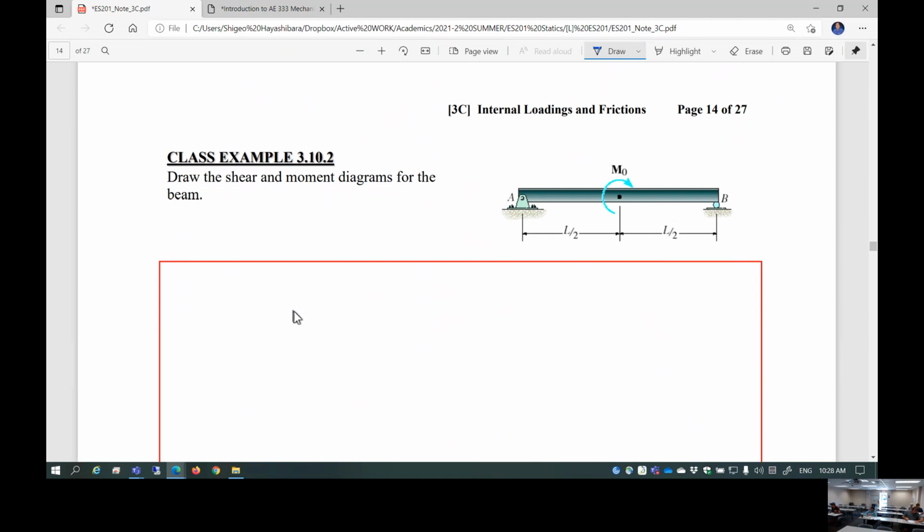So again, we're going to draw a free body diagram of the entire beam to begin with. Then find the support reactions. That's the first step, obviously.